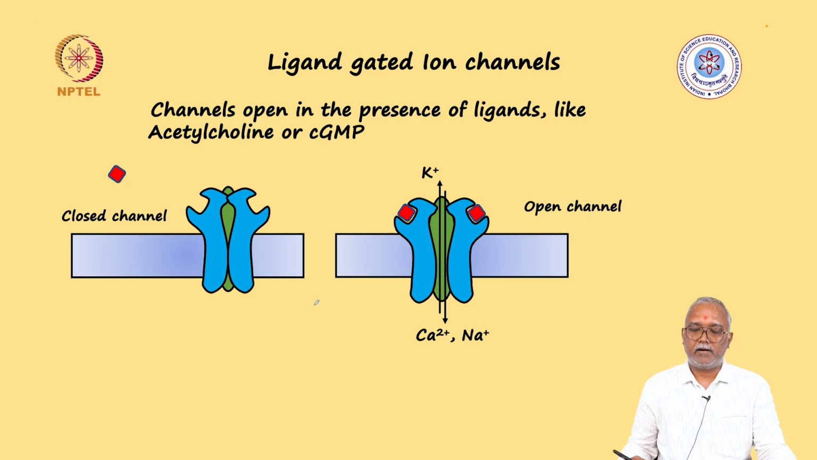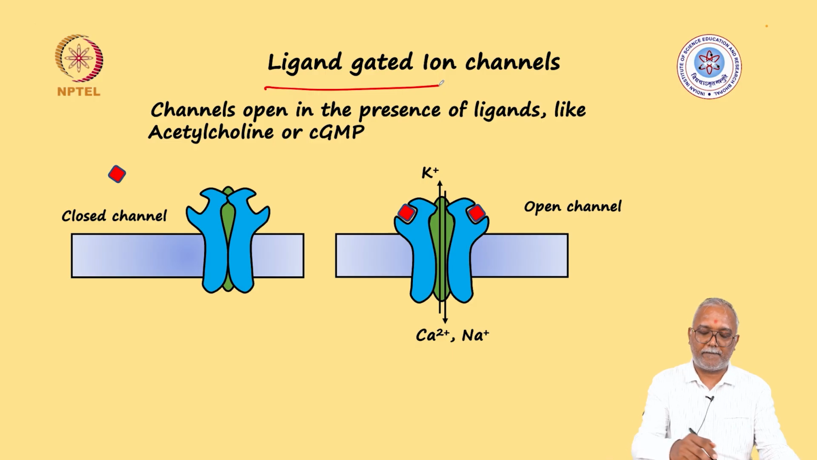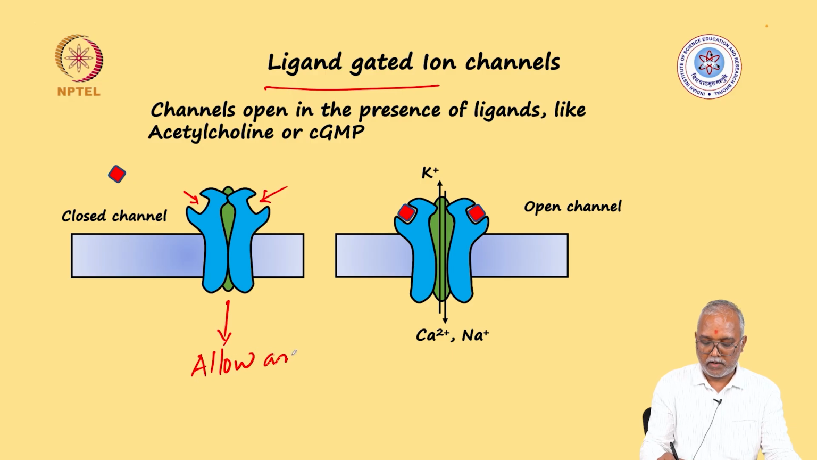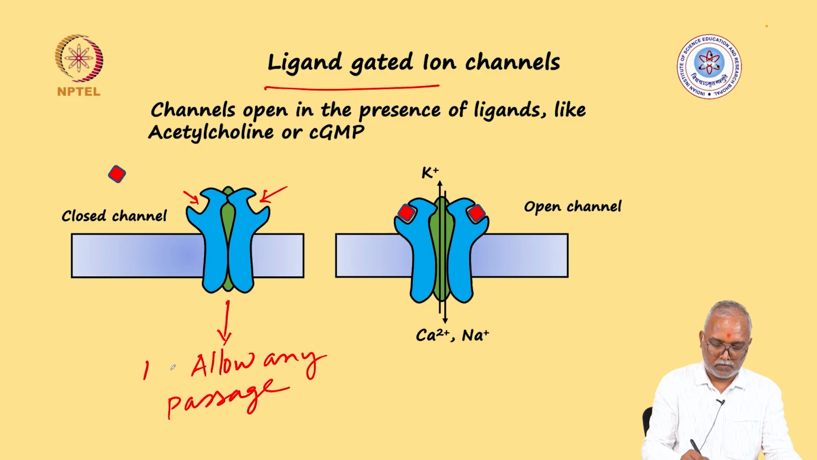The other type of channel which I mentioned earlier is the ligand gated channel. This ligand could be anything. It could be a small molecule, it could be an amino acid, it could be some sugar or something like that, which opens the channel. So what you notice here is that the channel is composed of multiple subunits and it has binding sites for these ligands. When the ligand is not available, it acquires a conformation which does not allow any passage. No passage allowed basically here.